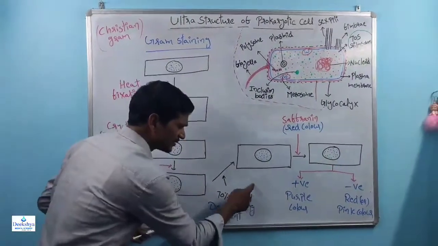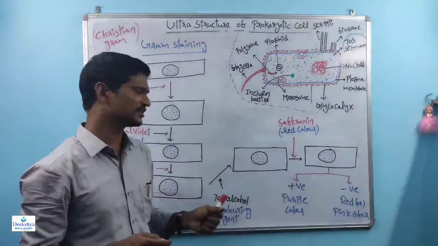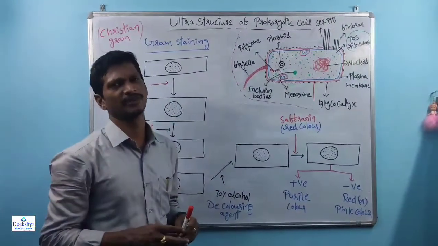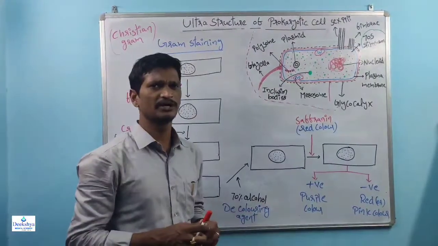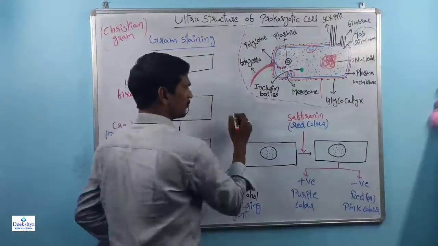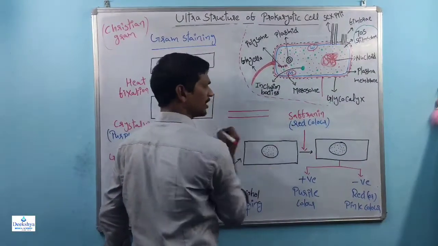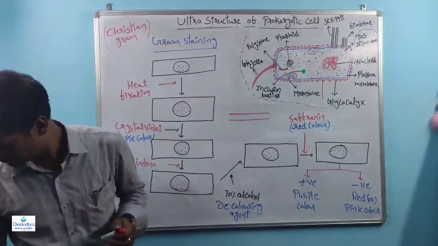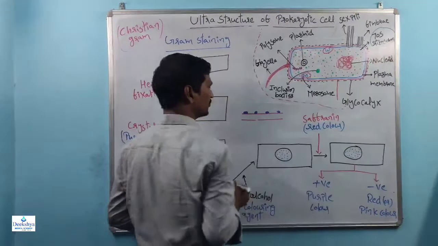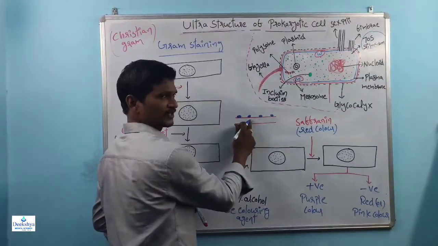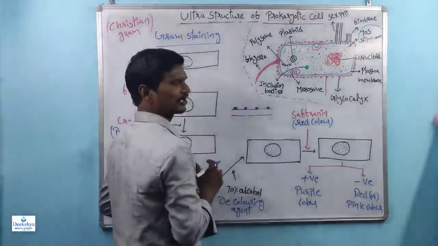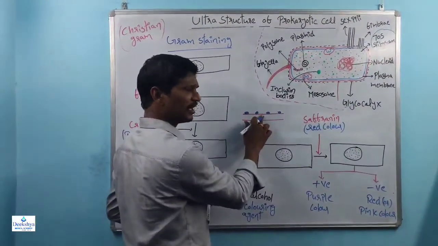Next, we add 70% alcohol. Here, alcohol is the decolorizing agent. Why is it a decolorizing agent? This is the cell wall, a thick cell wall. If we add crystal violet molecules, these are the crystal violet molecules. If the cell wall is thick, the cell wall cannot be destroyed by the alcohol. Thick cell walls are not destroyed by the alcohol, right?